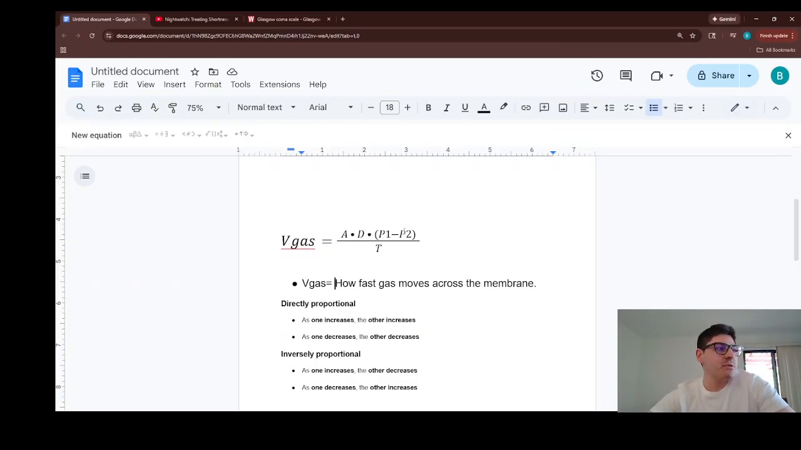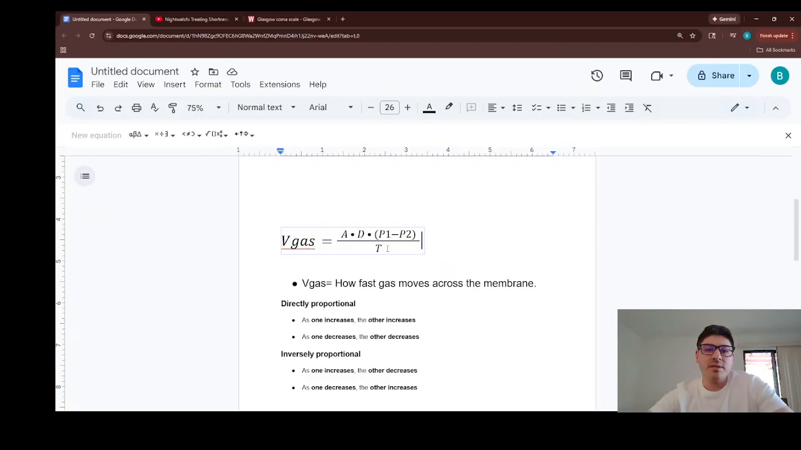When I was first learning this, one of the most confusing things for me was understanding proportional, directly proportional, and inversely proportional. An easy way to remember is that any number that's on top, on the numerator, is going to be directly proportional. That just means that as the numerator increases, the flow of the gas is going to increase. And if any of the numbers on the numerator decrease, then our flow is going to decrease.